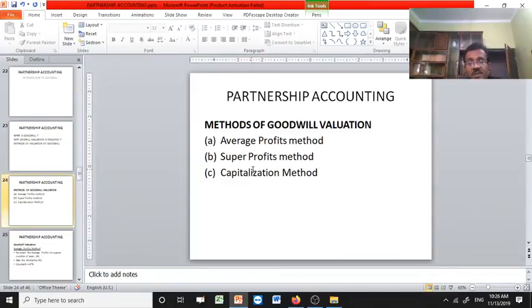These are the three methods of valuation of goodwill: the average profits method, the super profits method, and the capitalization method. These are the three methods which are followed. So let us see what these are.